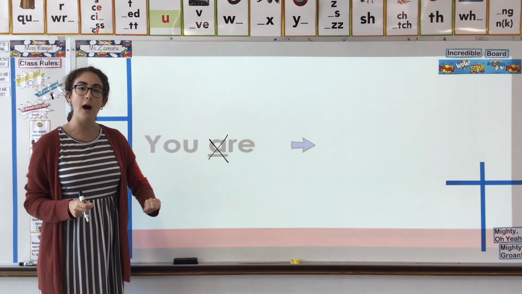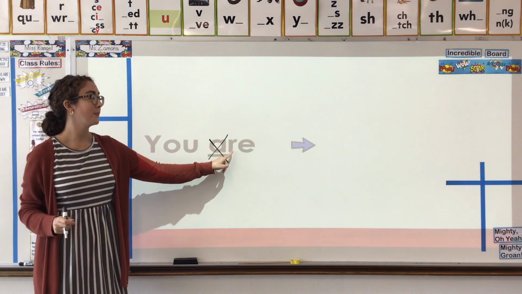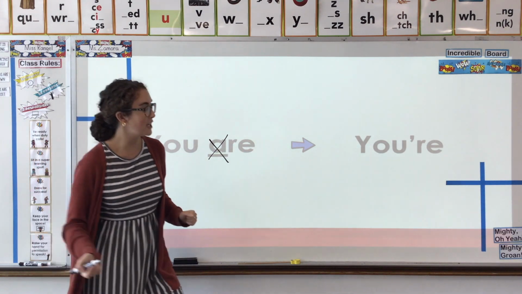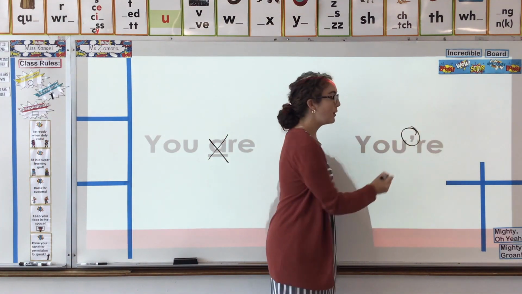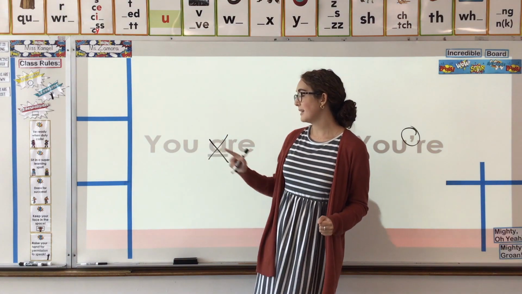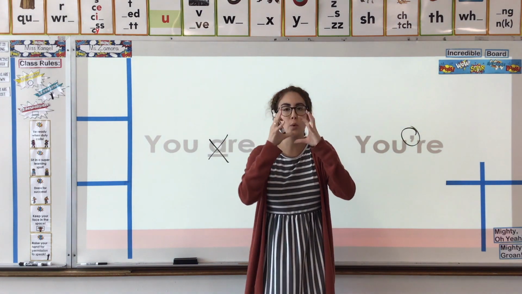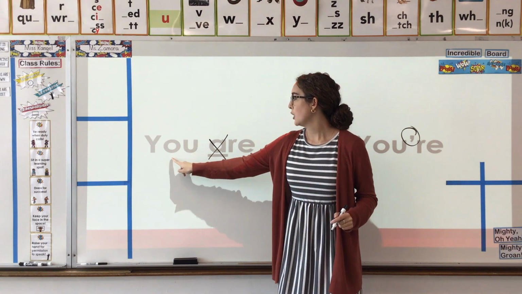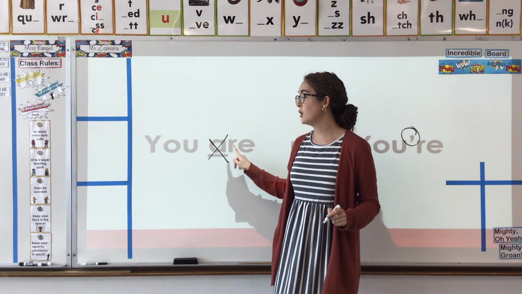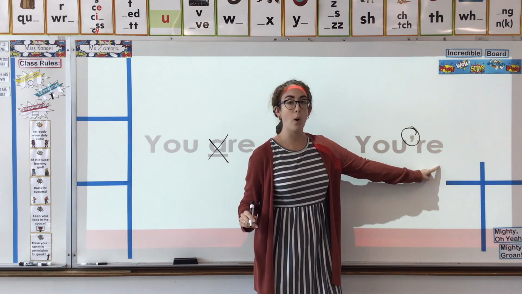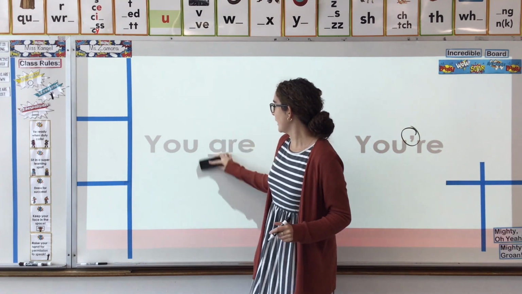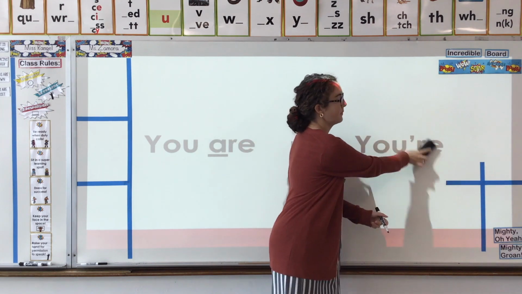So you are will become you're. There's now an apostrophe in place of an A, and the two words are squished together. Can you all say this with me? You are, you're. Good job. Okay, let's look at another one.